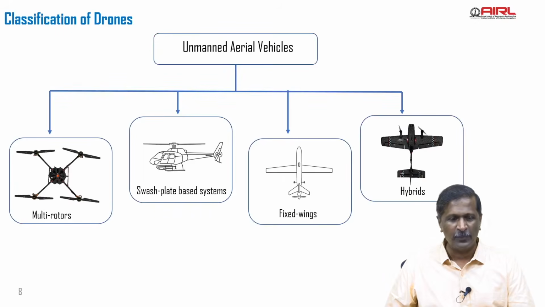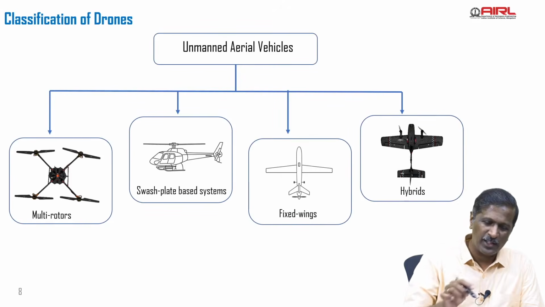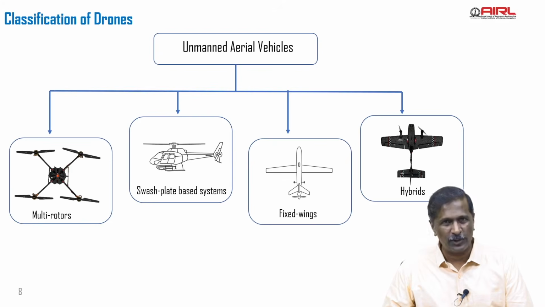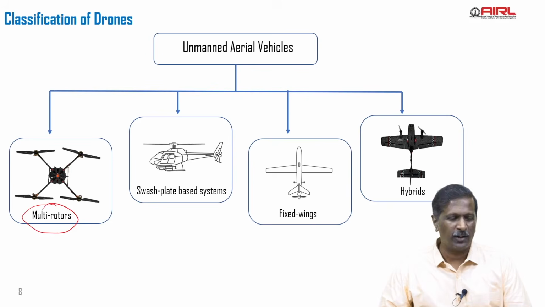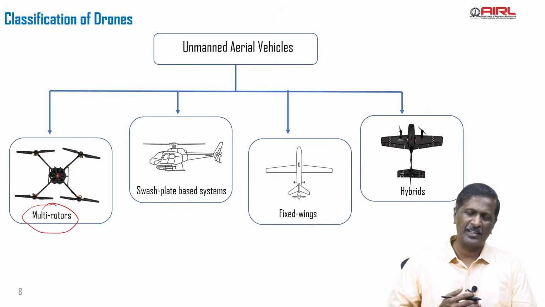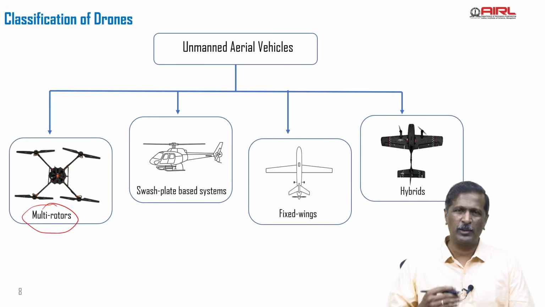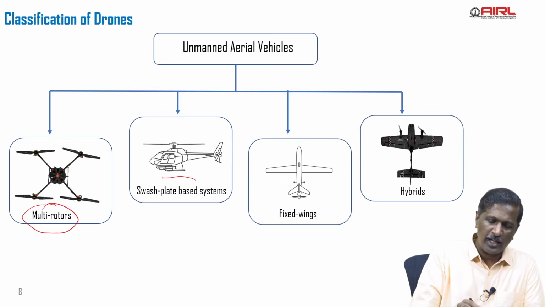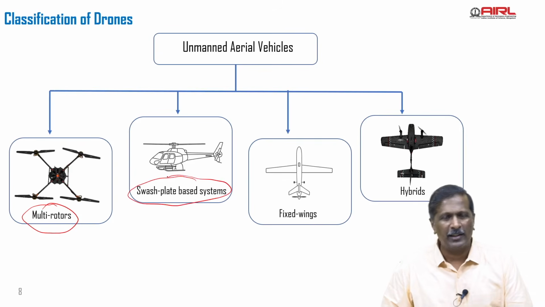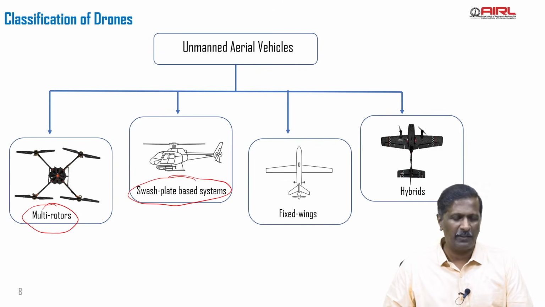Now, if I'm going to classify the drones, I will classify them based on 2 major categories. It is based on the rotors, the number of rotors present. So what we call multirotors. These multirotors are what is commonly referred to as drones nowadays. It could be a quadcopter. We'll look at the various multirotor systems later. Multiple rotors help this particular vehicle to move from one point to another. Then you have a swash-plate based system, which is a typical helicopter, which will help you to navigate.